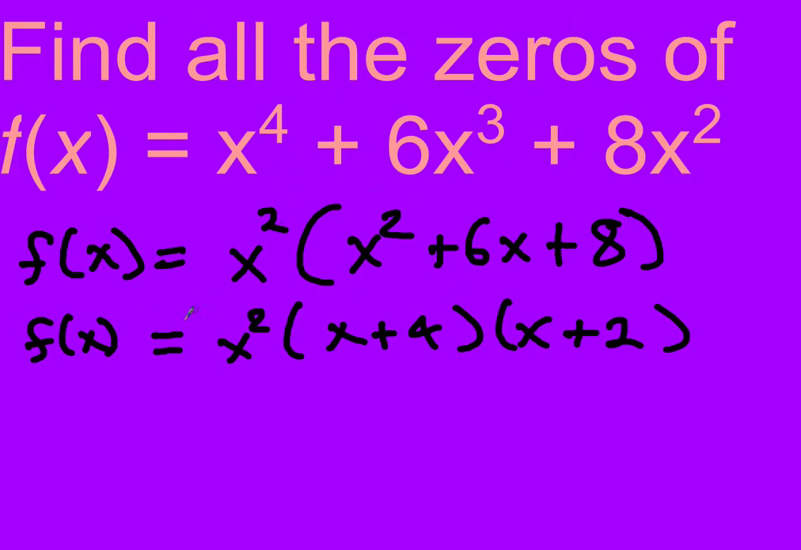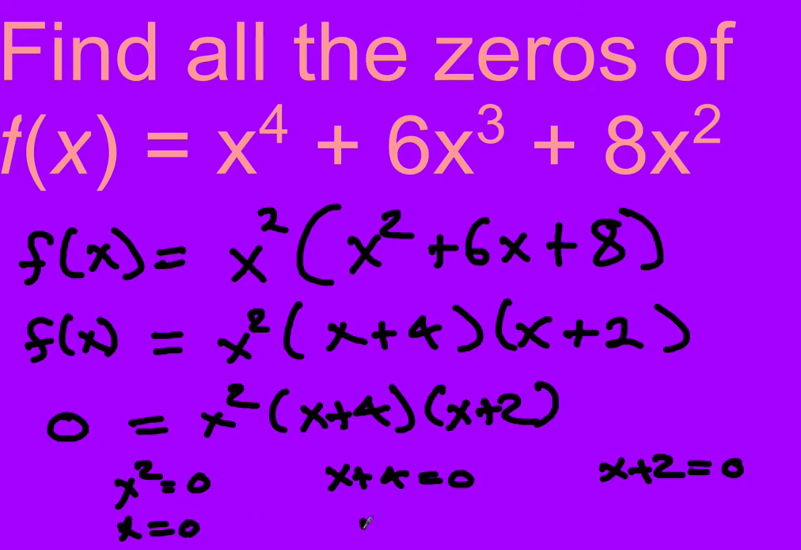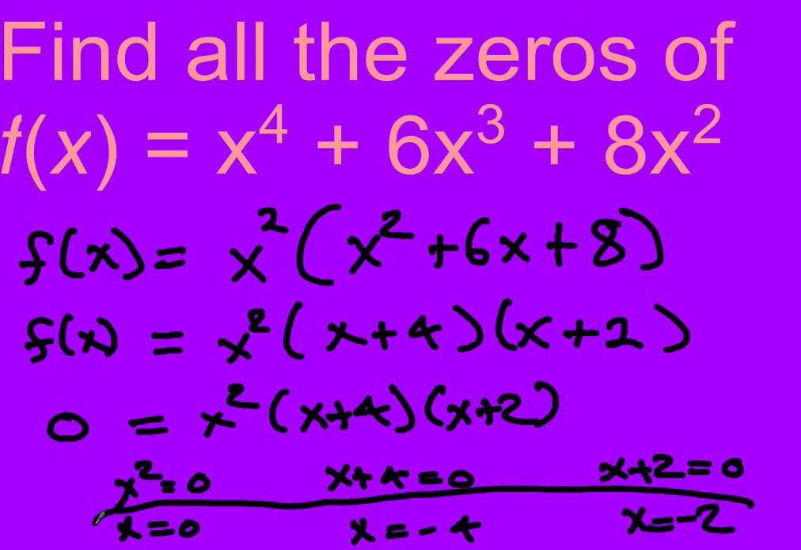for this polynomial equation. So the zeros would be, what is this when f of x is equal to 0? Well, f of x will be equal to 0 when x squared equals 0, or when x plus 4 equals 0, or when x plus 2 equals 0. X squared equals 0 when x equals 0. X plus 4 equals 0 when x is -4, and x plus 2 equals 0 when x is -2. So these are the zeros of the function.